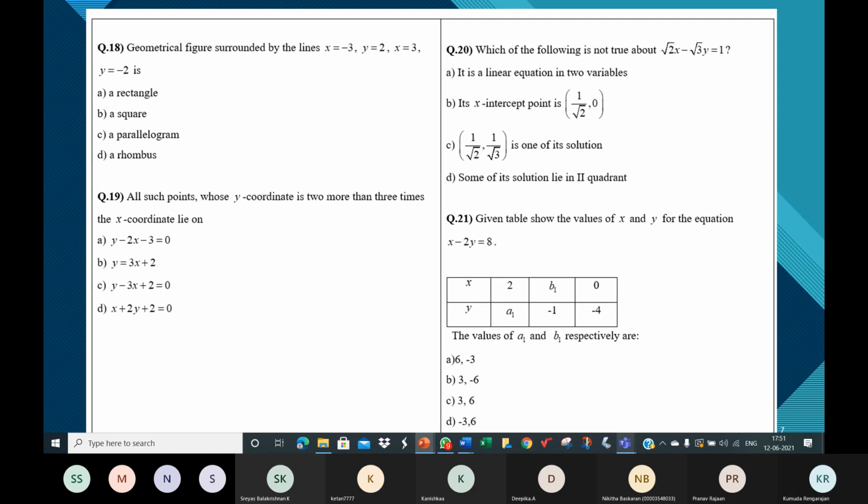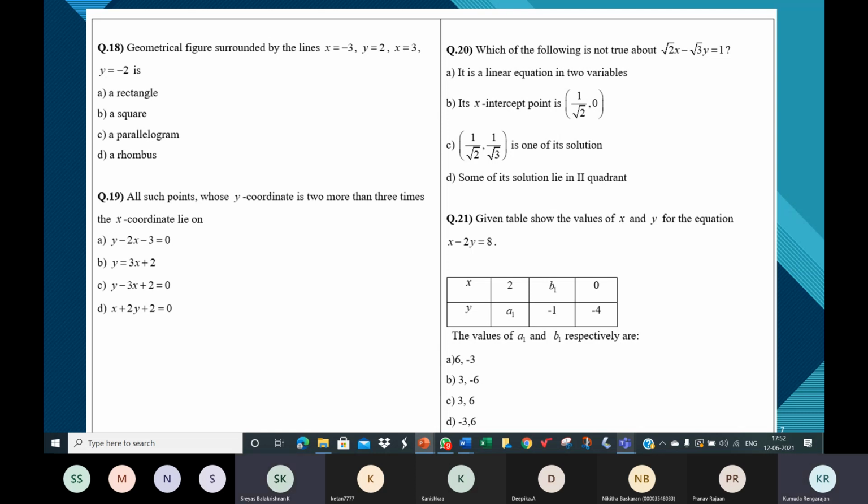17th, I said I'll give more details in the question and we'll see the correct option in the next class. You see the 18th one: the geometrical figure surrounded by the lines is a rectangle, square, parallelogram, or rhombus.